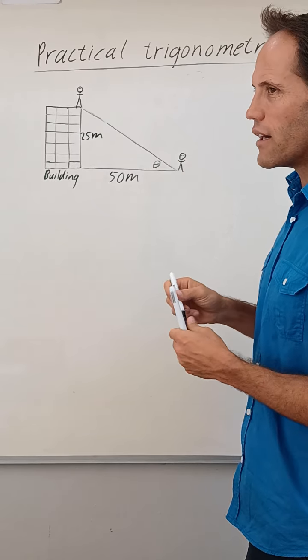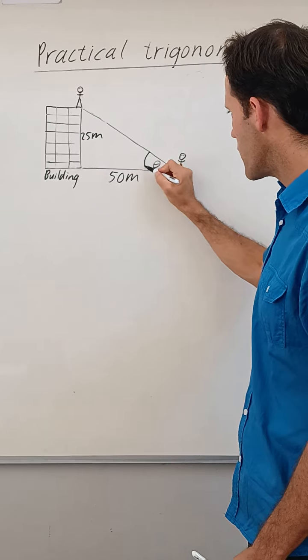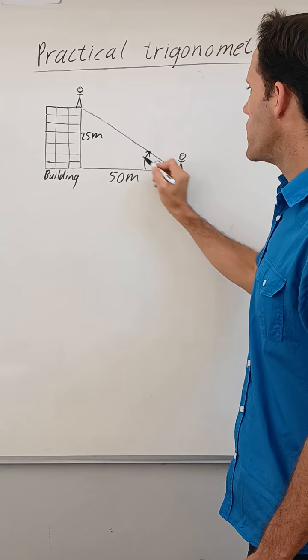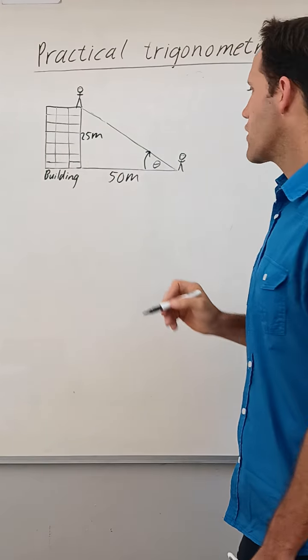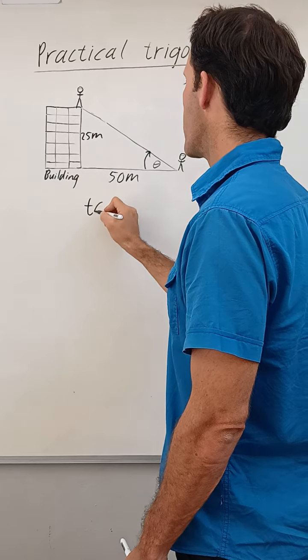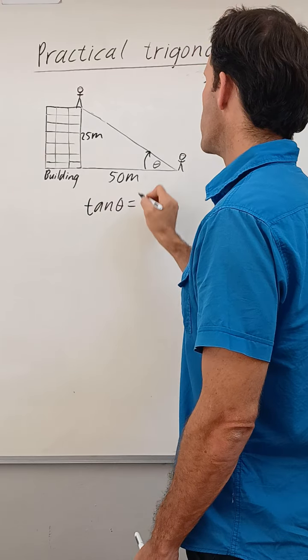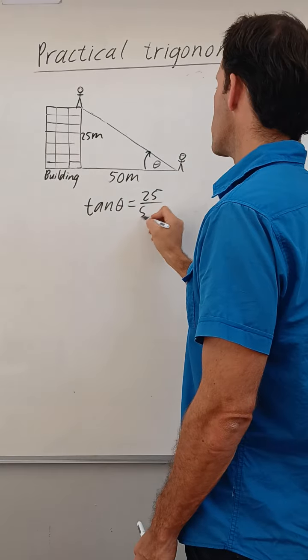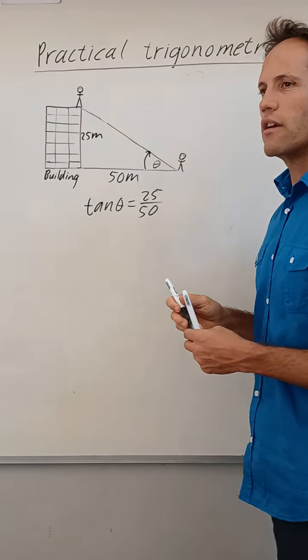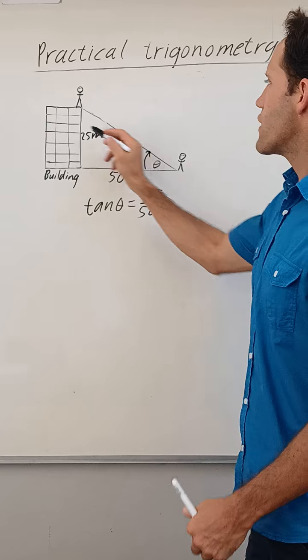Let's call it theta, the angle that I need here, theta. Then we have the opposite side and the adjacent side. So we can obviously then say that tan theta is opposite 25 over adjacent 50. Okay. So tan theta is opposite over adjacent.